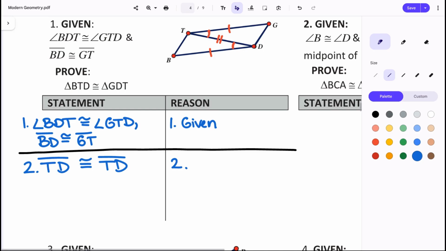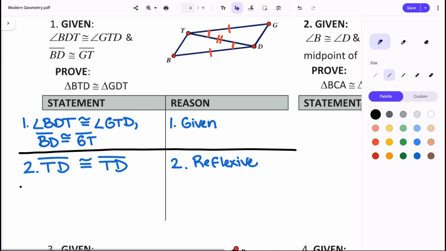Because of what property? What bullet point up above did we talk about says things are equal to itself? Reflexive. So because that side is shared, it's like reflected between the 2 triangles. That's why we're saying reflexive there.